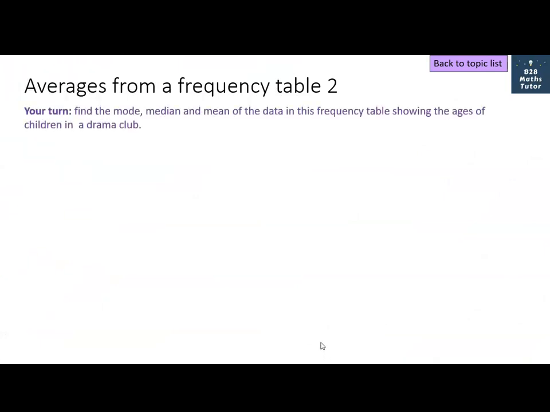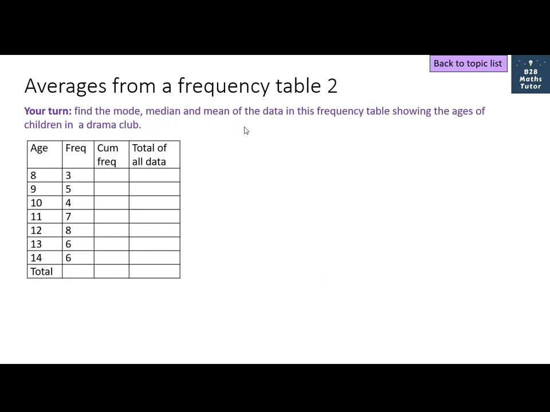Now here's one for you to have a go with. Find the mode, median and mean of the data in this frequency table, which shows the ages of children in a drama club. So we've got 3 8-year-olds, 5 9-year-olds, 4 10-year-olds, and so on. Pause the video, work out your answers, and press play when you're ready to go through them.